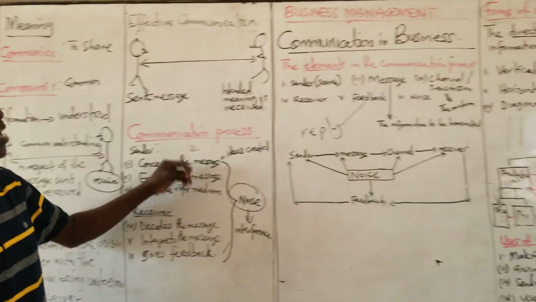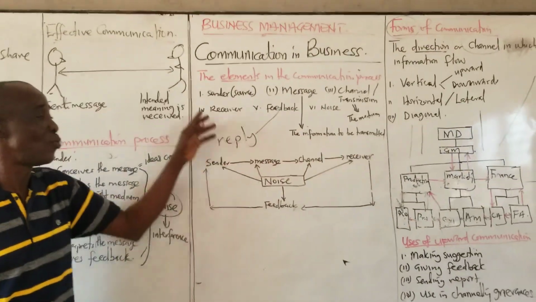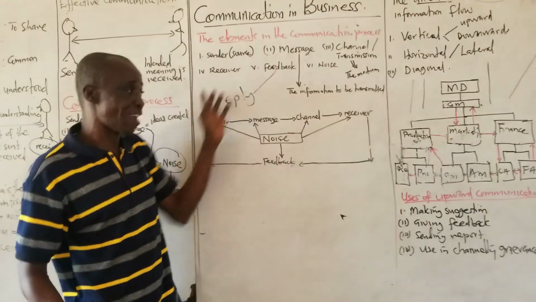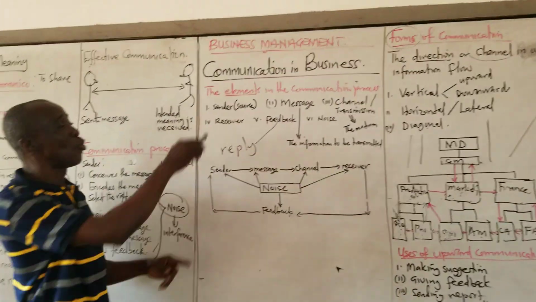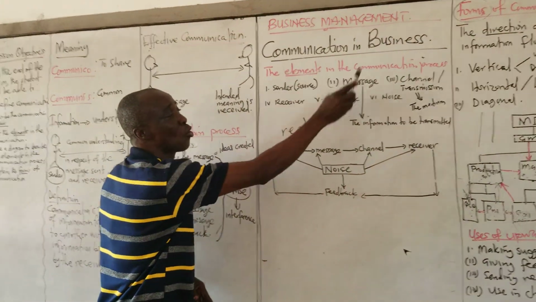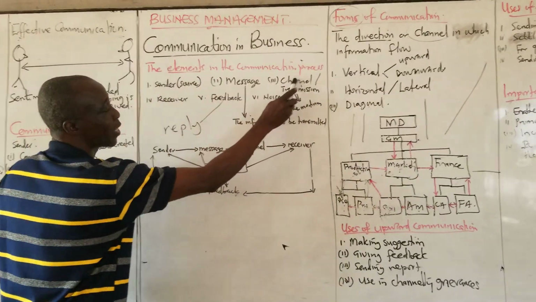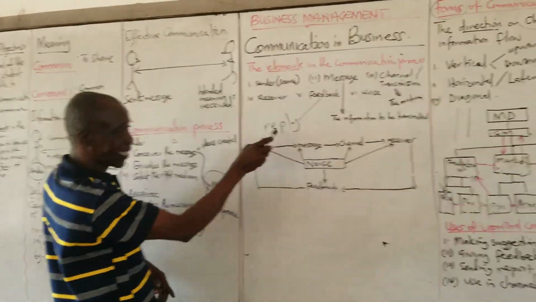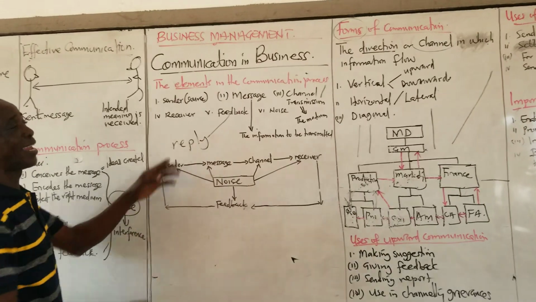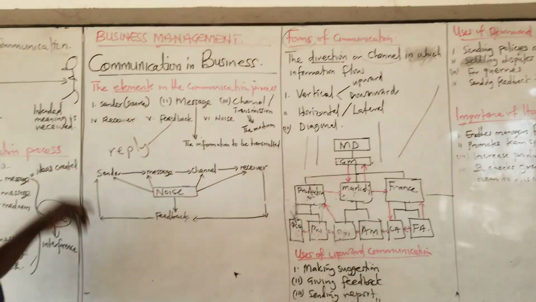Then we talked about the communication process. Then we looked at the elements involved in the communication process. We used a diagram to describe it. Then we know who the sender or the source is, we know what the message is, we know what the channel is, and we know what the feedback is, and we used this diagram to describe it.